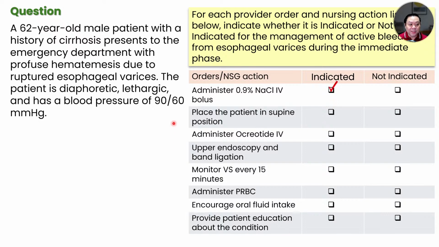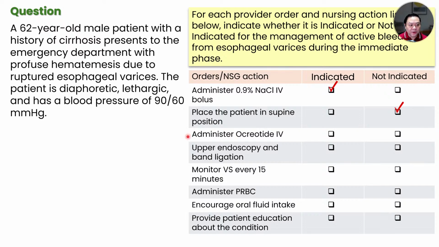If you answered place the patient in supine position, of course, you're not going to let this happen, right? What you're going to do instead is place the patient in a semi-Fowler's or high Fowler's position to prevent aspiration, and it can also improve the respiratory function. It can also reduce pressure on the esophageal varices. Now, if you place the patient into supine, this can increase the risk of aspiration, especially if the patient is vomiting.